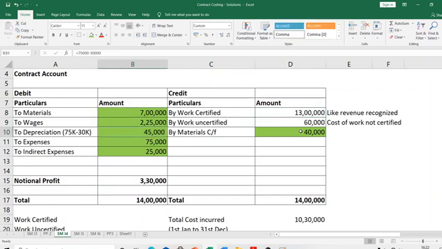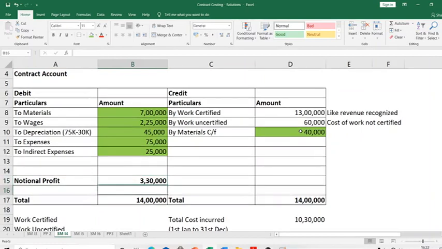Then obviously, all items in the credit side minus all items in the debit side. If you have a deficit in the debit side, you call this a notional profit. If you calculate and see, you get 3,30,000. This is what we call a profit. Suppose you had all the items in the debit side exceeding the credit side, you have a deficit in the credit side, then you are going to call it a loss.